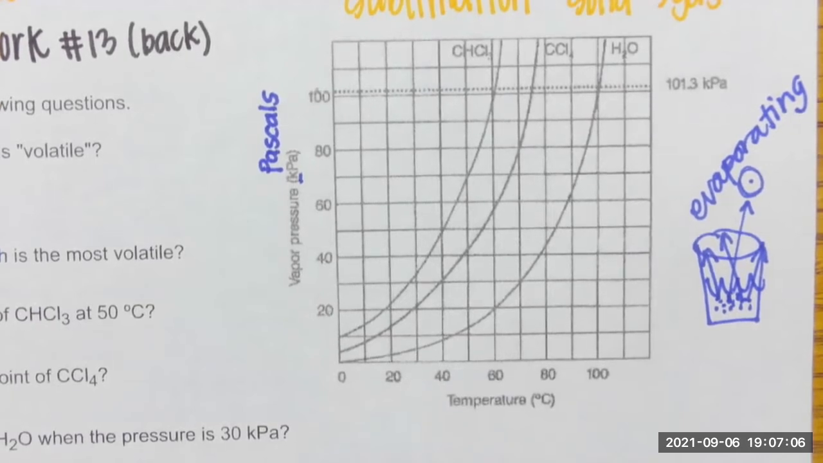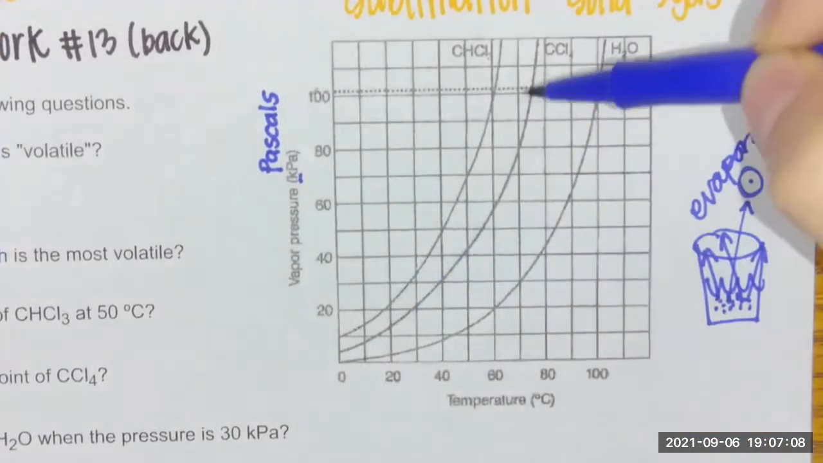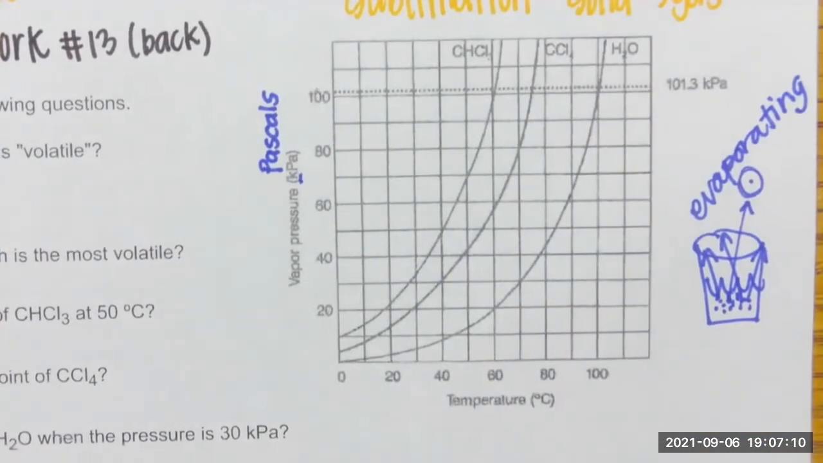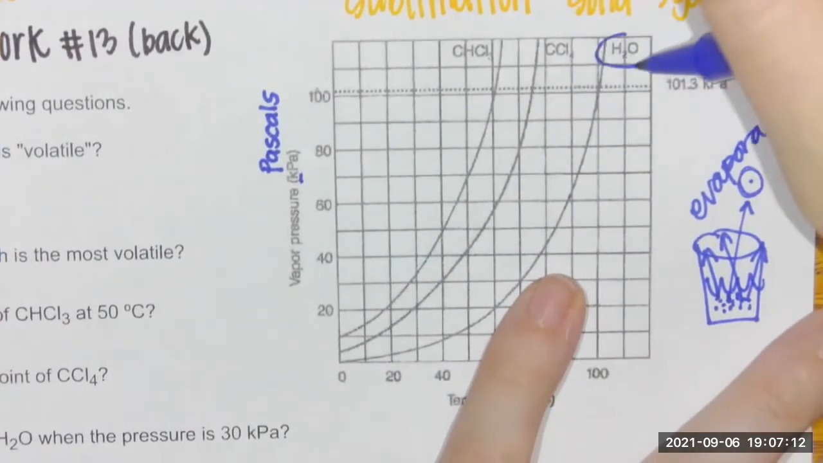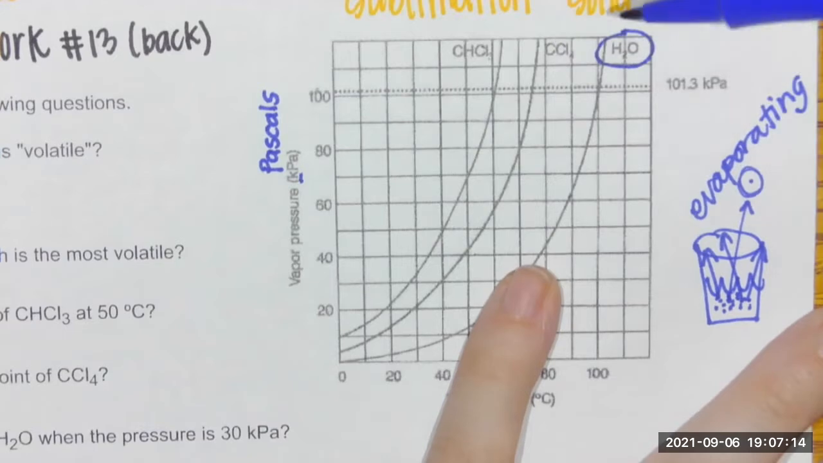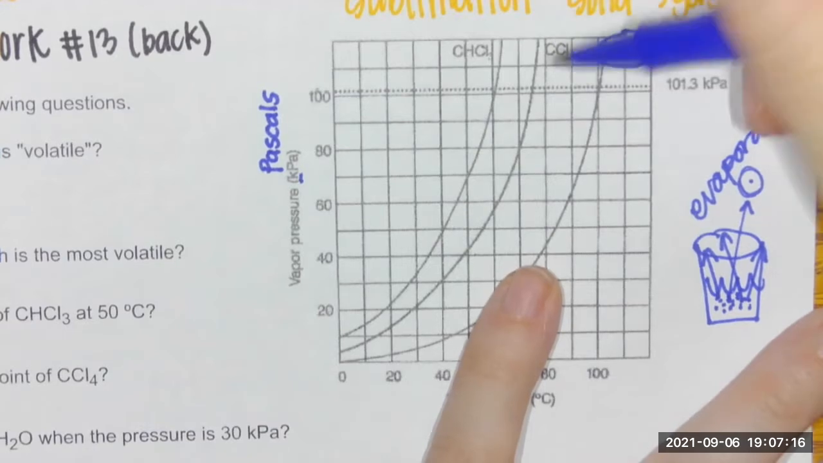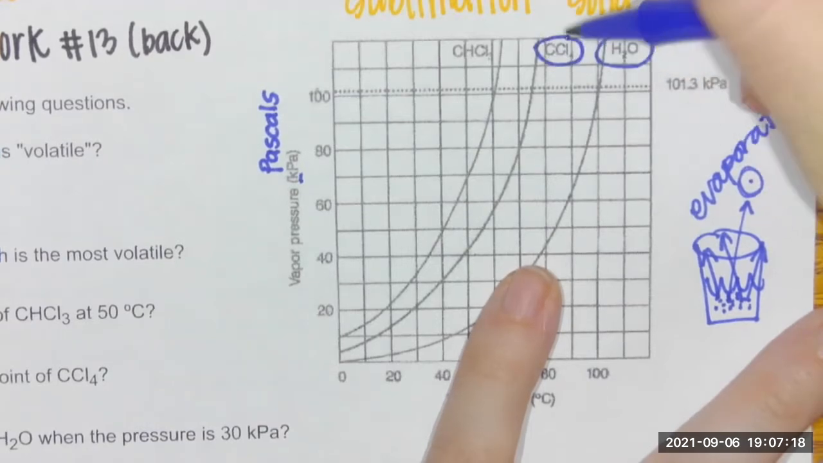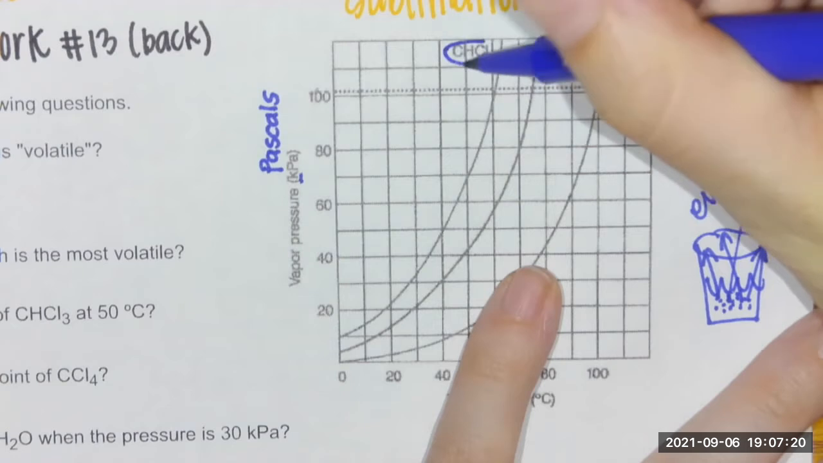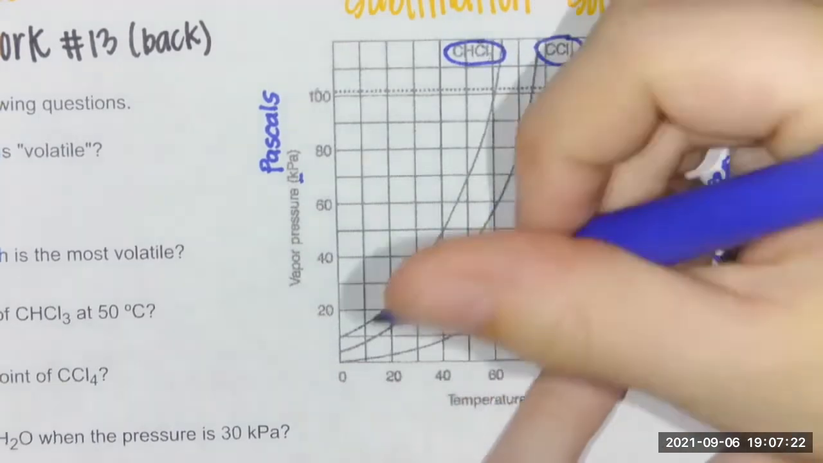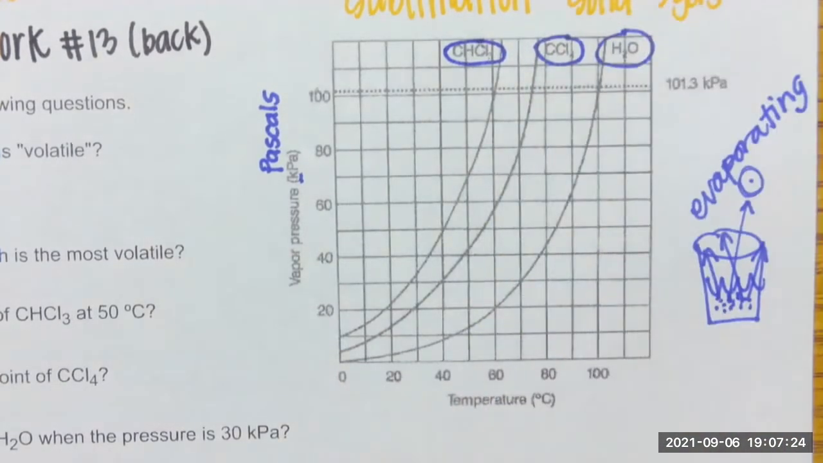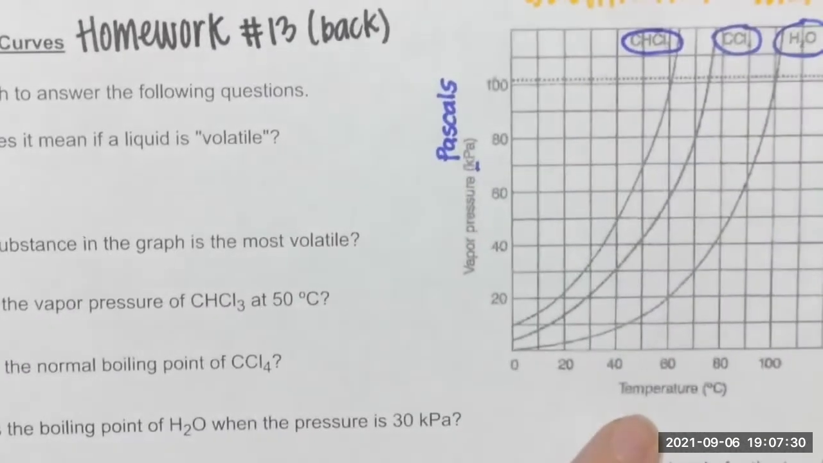So looking at the graph, it looks like I have 3 different substances that I'm comparing. I have water, that looks like CCl4, and CHCl3. So those are my 3 substances, and they each have a curve. Okay.